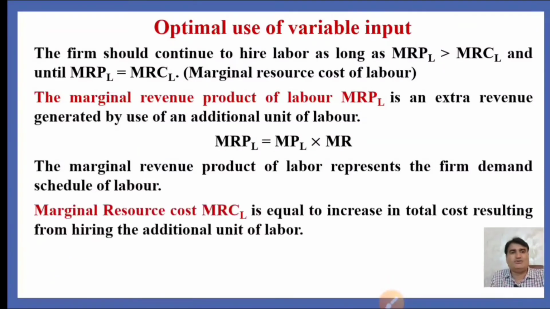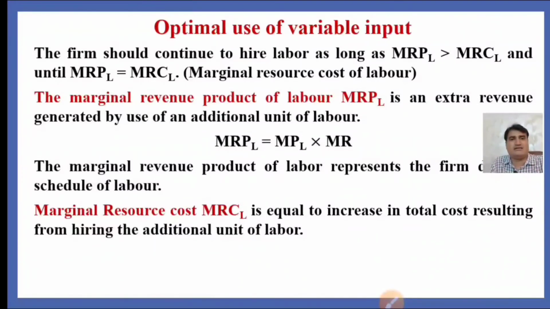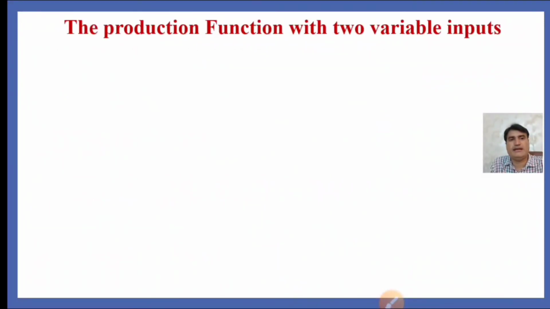The marginal resource cost of labor, MRCL. The marginal resource cost of labor is equal to the increase in total cost resulting from hiring an additional unit of labor. So the marginal resource cost of labor can be phrased in a formula as the change in total cost with respect to the change in per unit labor.